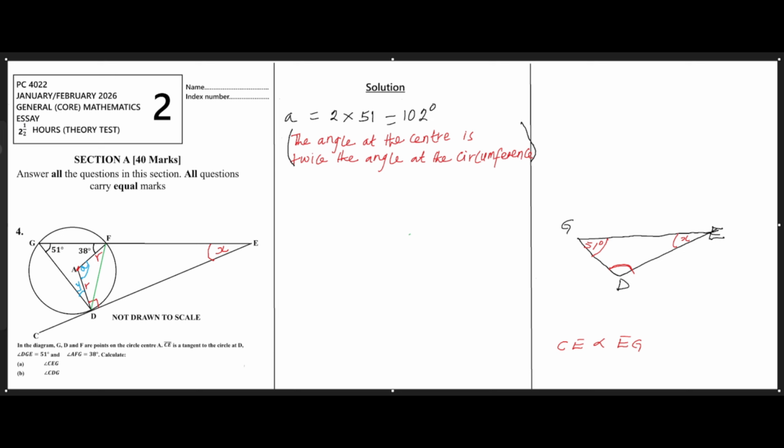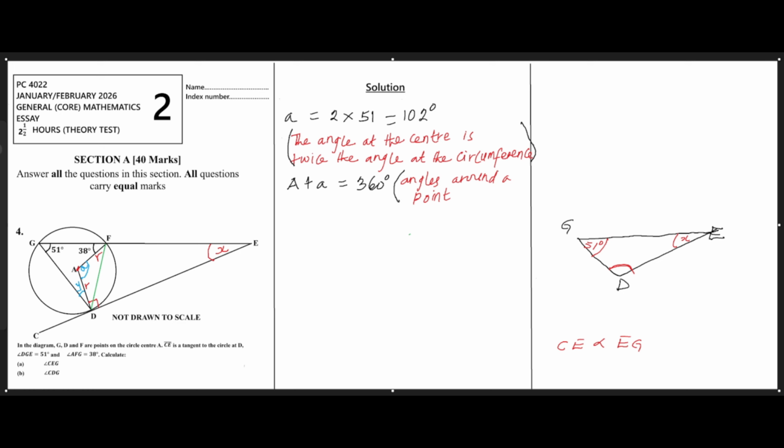And we know that angles around a point sum up to 360 degrees. So we can say that bigger A plus smaller a should be equal to 360 degrees. That is, angles around a point sum up to 360 degrees.